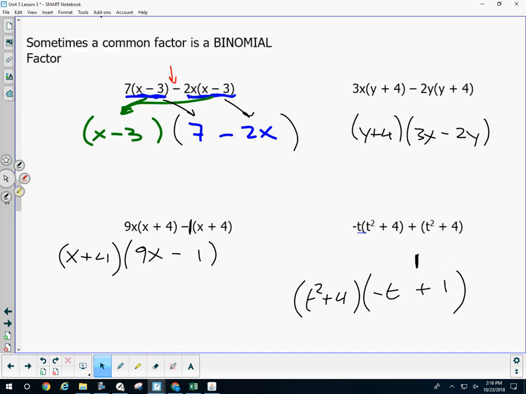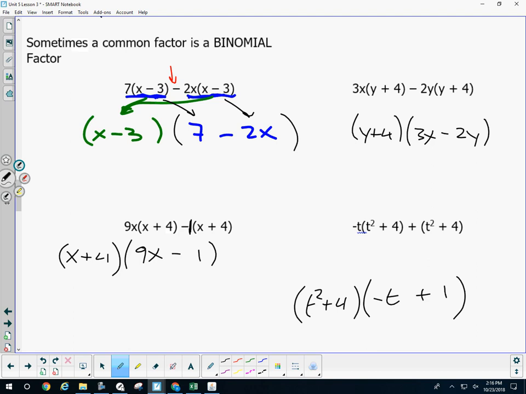So just remember, what are we doing? We are dividing out. We are undoing multiplication.